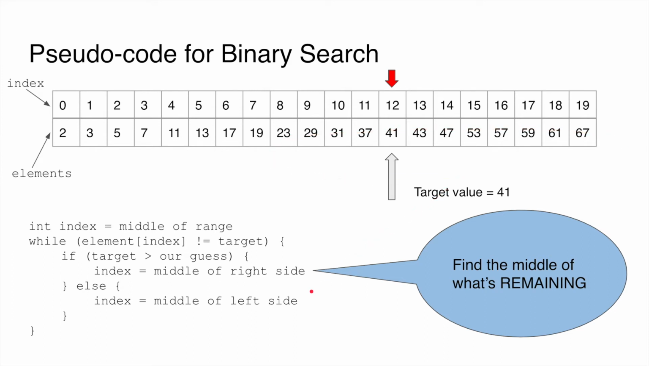Of course, I have to change the range as well, right? If our target is less than, then I'm going to make index the middle of the left-hand side. And the left-hand side and the right-hand side keep on changing. So that's our pseudocode. We need to find the middle of what's remaining. So we need to have the left and the right. How would we do this? Oh, I forgot that bug. What if the element's not found? Well, we need to make sure that we handle that case. And we're not going to do that right now. I'll leave that to the reader.